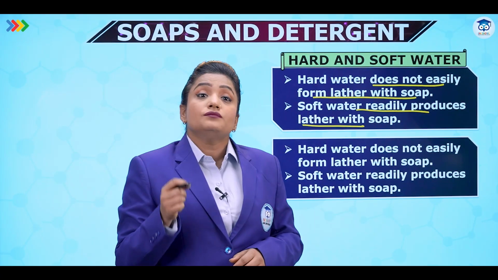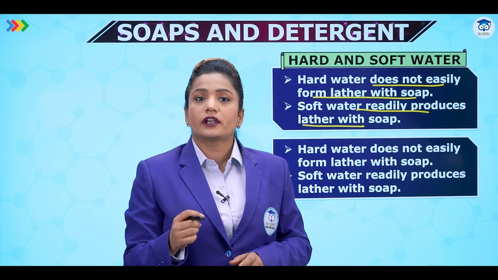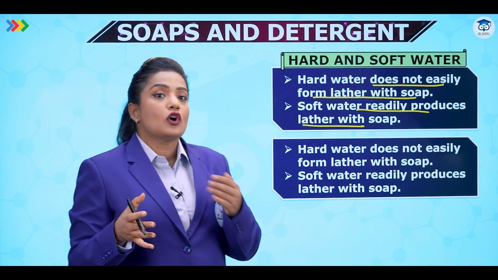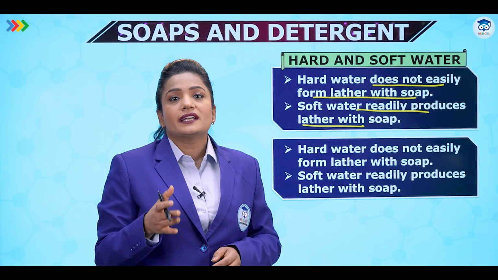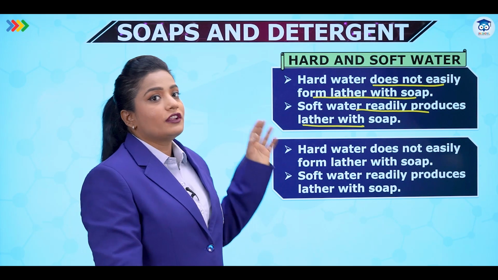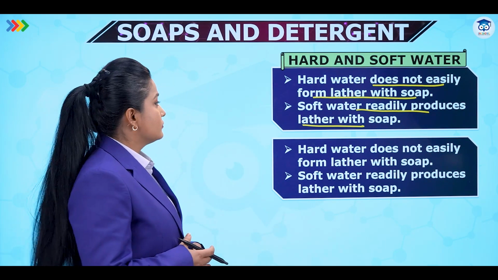What is the difference between hard water and soft water? When we have dissolved salts of calcium and magnesium in water, they produce hardness in water. So calcium and magnesium salts of bicarbonates, chlorides, sulfates produce hardness in water. If they are present, we call it hard water. If they are absent, we call it soft water.